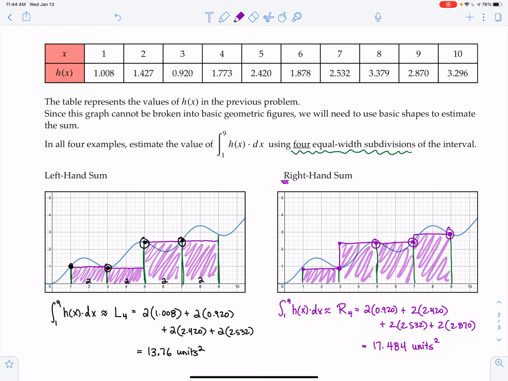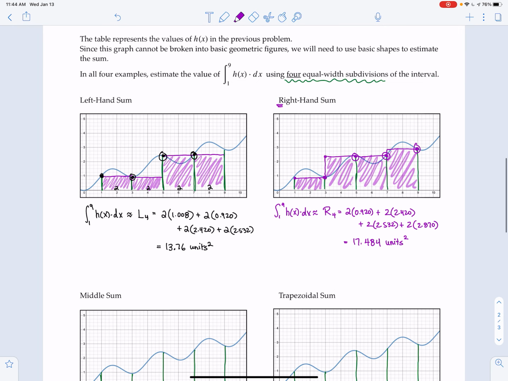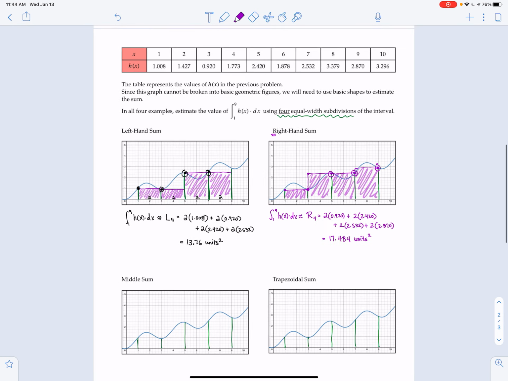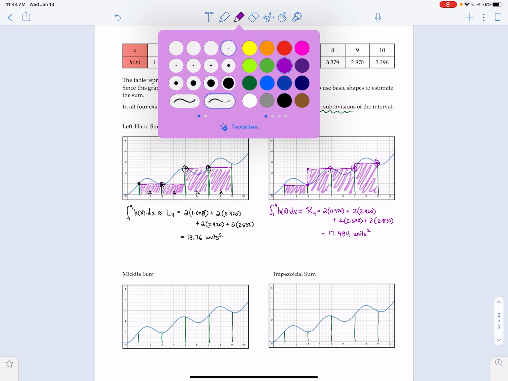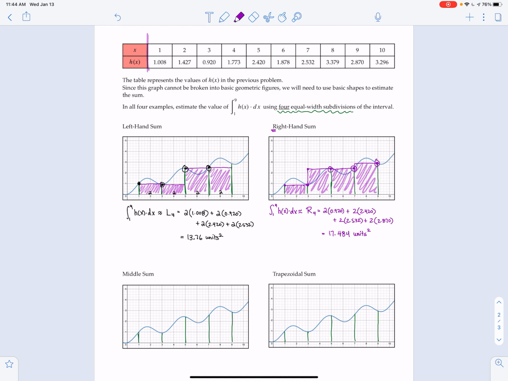Okay. Now, when we start looking at a middle sum, that is where we have to be a little bit more careful. What a middle sum means is that if I have these rectangles from 1 to 3, and 3 to 5, and 5 to 7, and 7 to 9, instead of using the left-hand or the right-hand sum, I am going to use the number in the middle. And so that looks a little bit different.